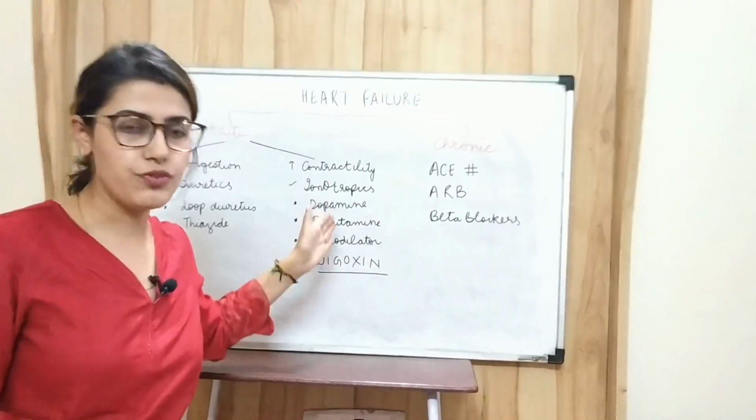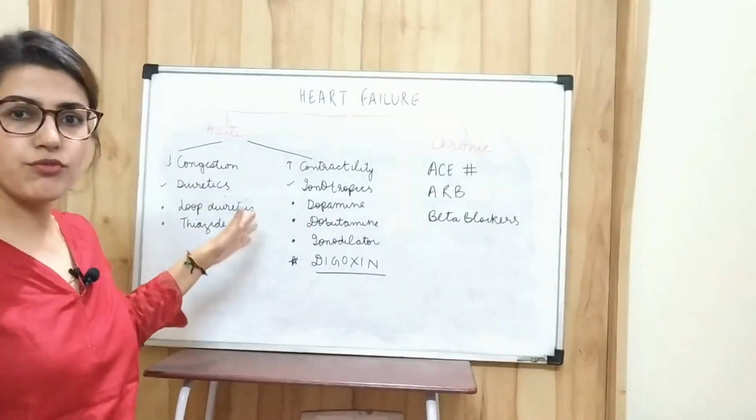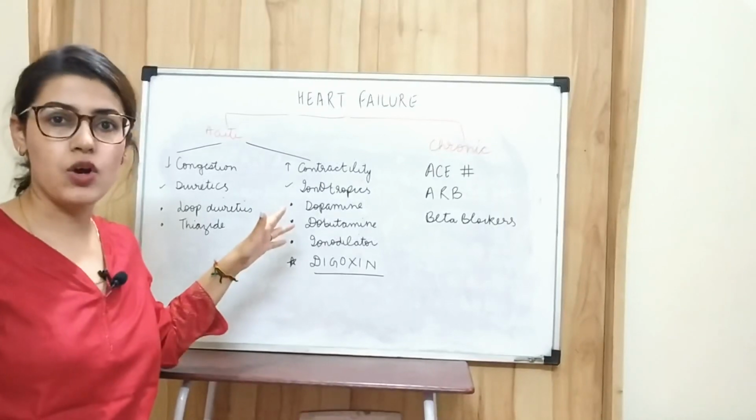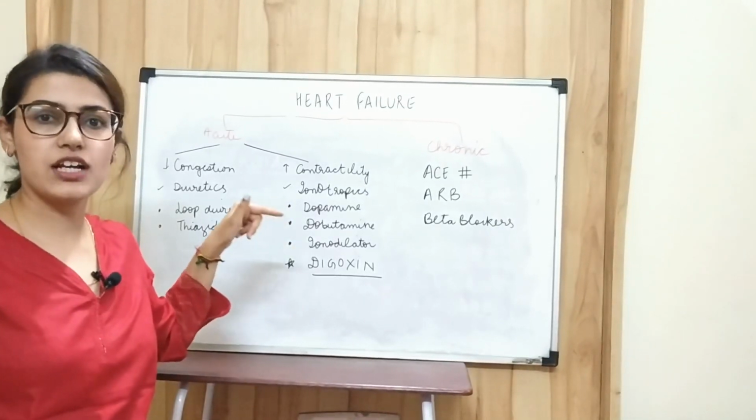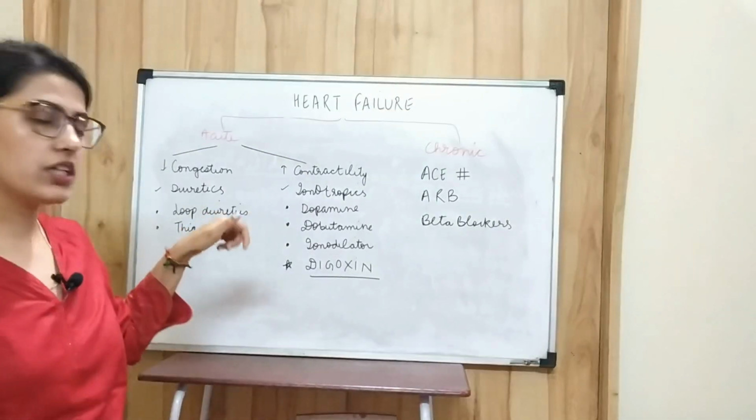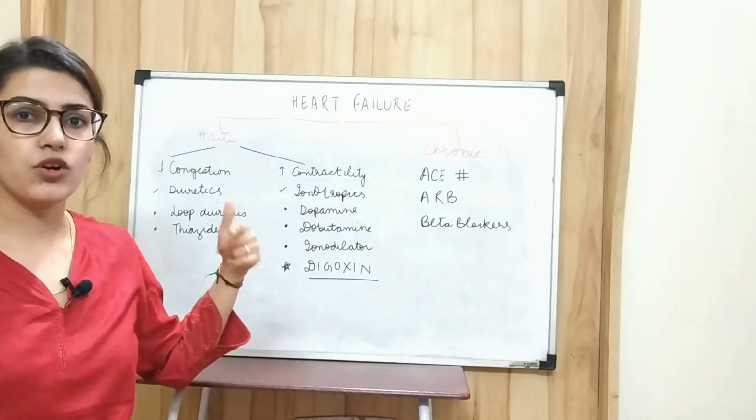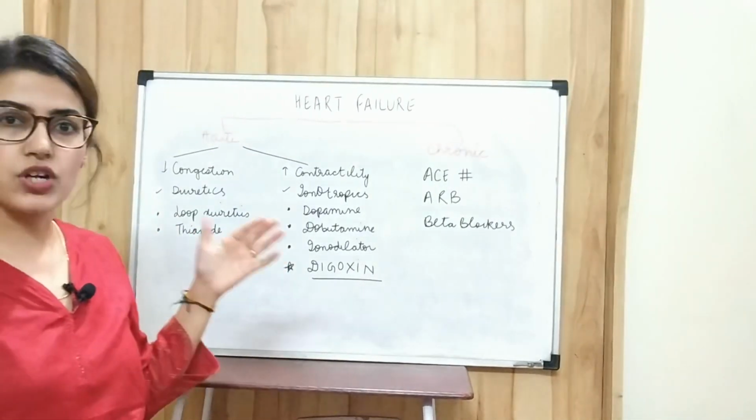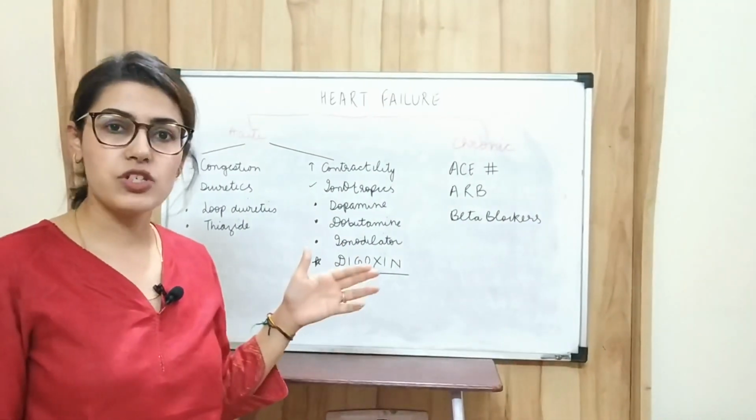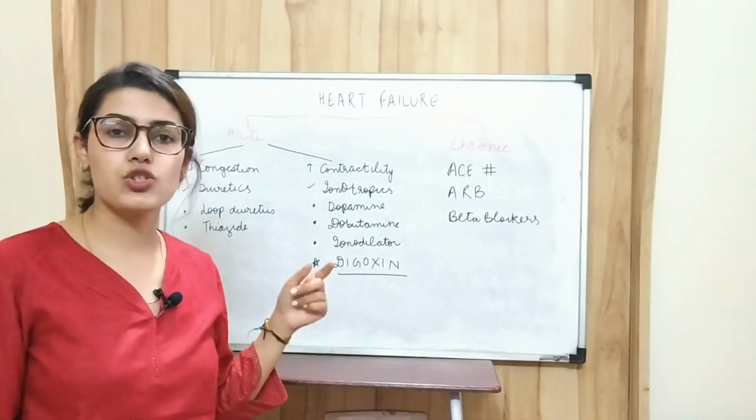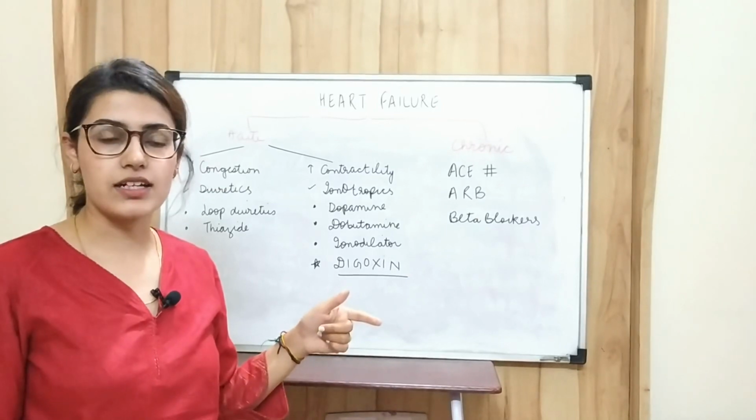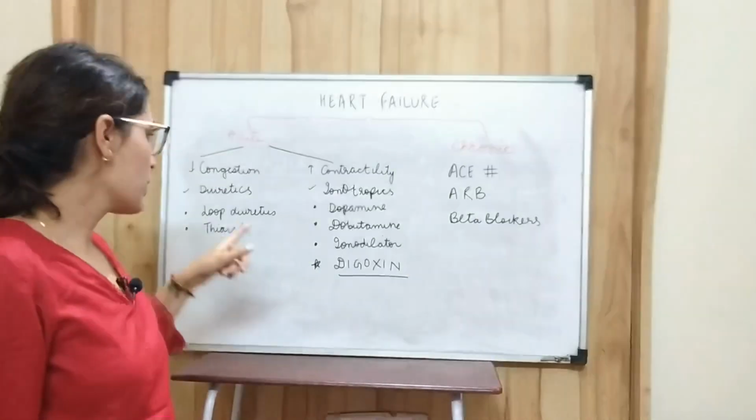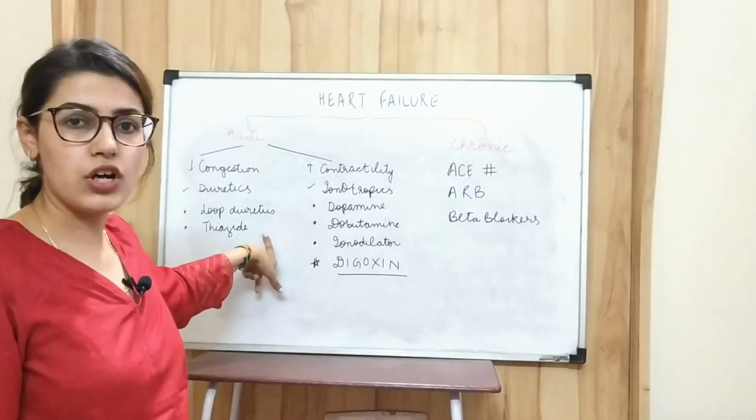Under acute failure we have two main pharmacotherapeutic objectives. One, we have to decrease the congestion, and second, we have to increase the contractility. In order to decrease the congestion, we have drugs like diuretics, of which there are two types: loop diuretics and thiazide diuretics. Out of both of them, loop diuretics are the drug of choice.